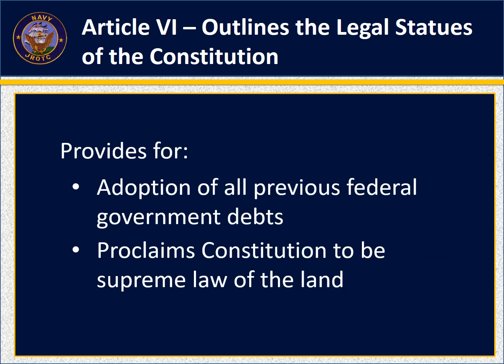Article 6 outlines the legal statutes of the Constitution, provides for adoption of all previous federal government debts, and proclaims the Constitution to be the supreme law of the land. Adoption of all previous federal government debts. In other words, we had bills to pay. We had borrowed money for the American Revolution, and we were also borrowing money to build ships for the Tripolitan War, the Barbary Pirates War.